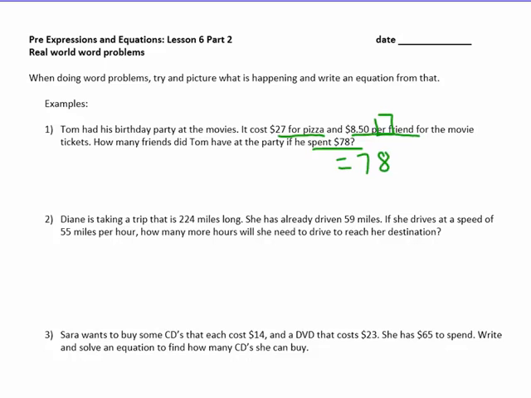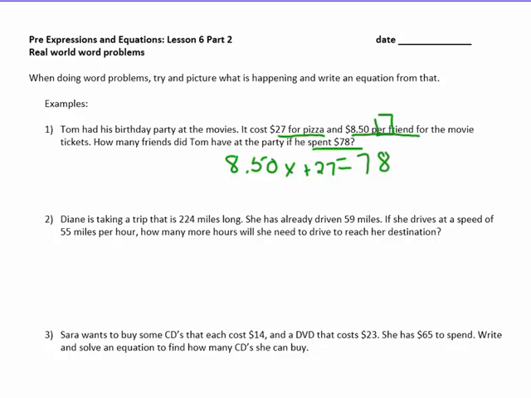Right, so think about what happened. He paid $27 for the pizza plus $8.50 for each friend. That's what "per friend" means. So when you see that "per," this is where our variable is going to go, because it's $8.50 times however many friends he had, plus the $27 that he spent for the pizza. And that all together has to equal our $78 total.